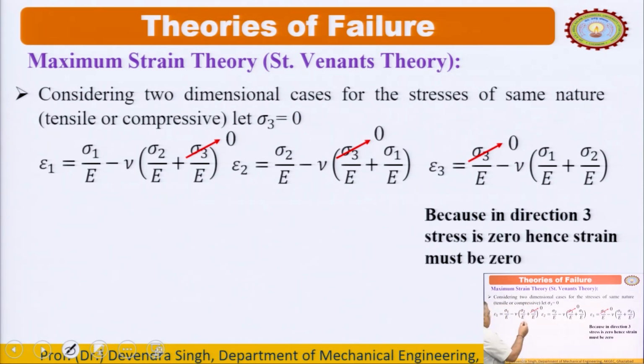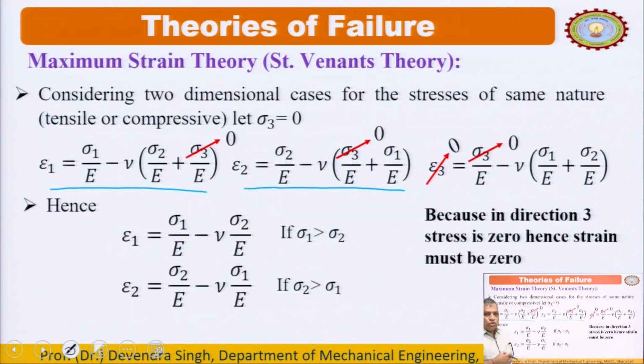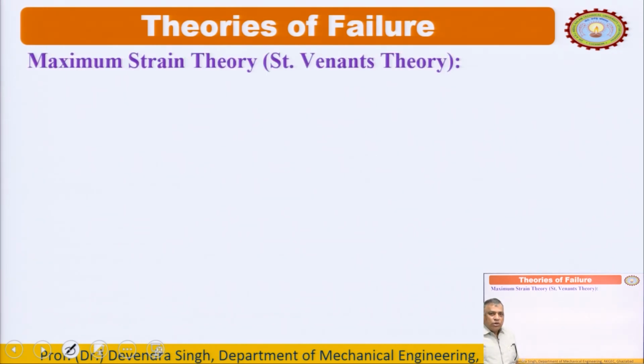So the equations which are available for our interest: epsilon 1 is equal to sigma 1 upon E minus nu sigma 2 upon E, and epsilon 2 is equal to sigma 2 upon E minus nu sigma 1 upon E. These two equations remain for us. This is epsilon 1, sigma 1 upon E minus nu sigma 2 upon E, if sigma 1 is greater than sigma 2, and epsilon 2 is sigma 2 upon E minus nu sigma 1 upon E, if sigma 2 is greater than sigma 1. That condition you can show.